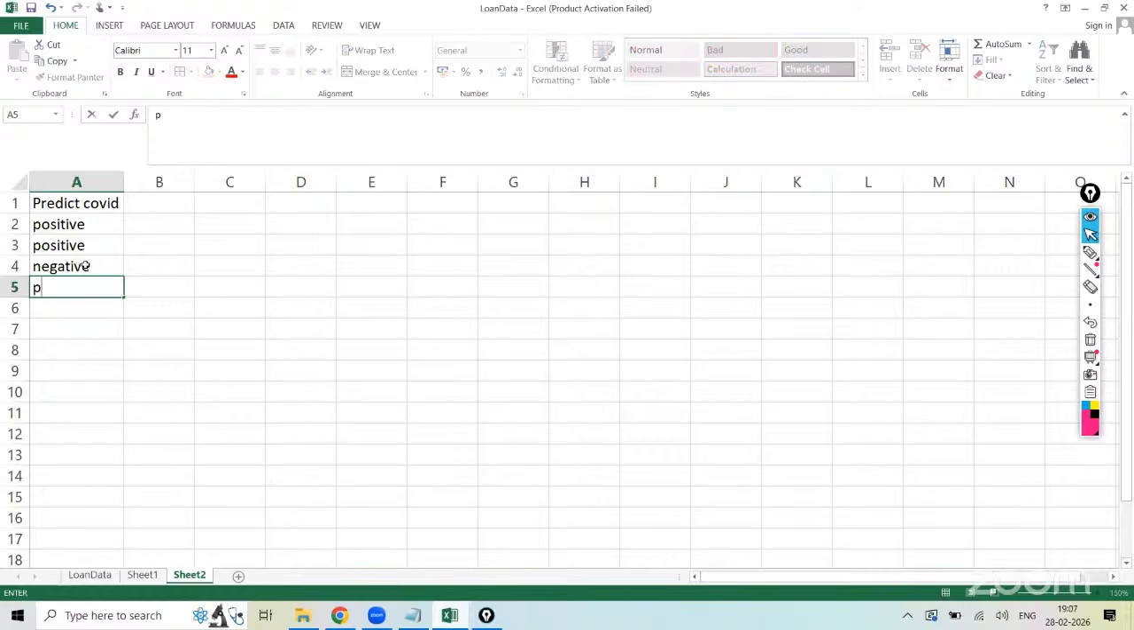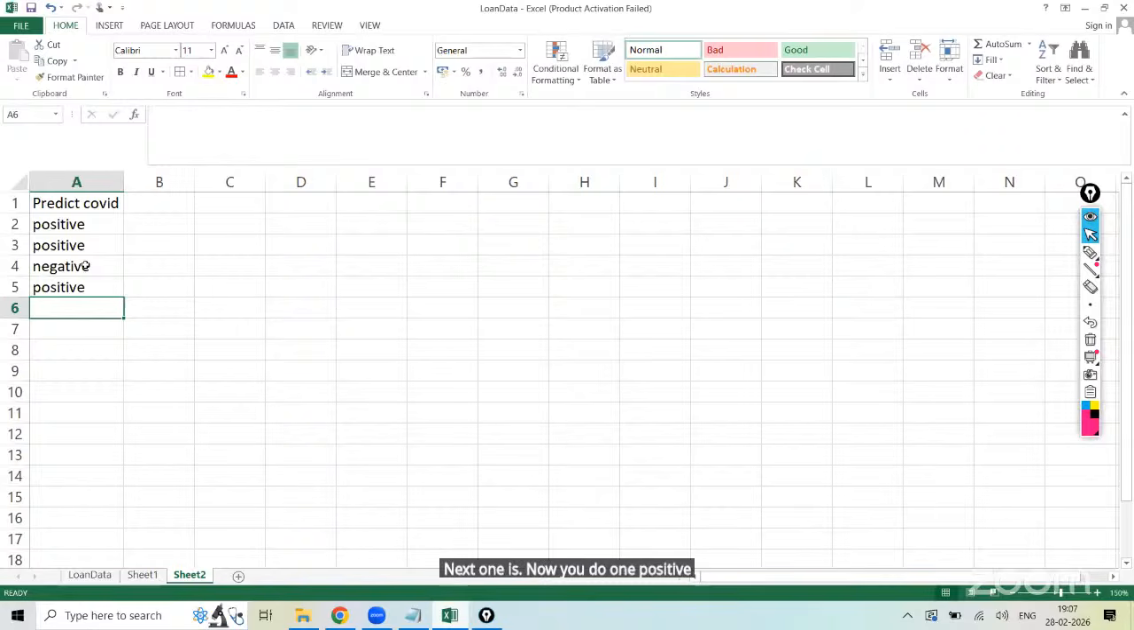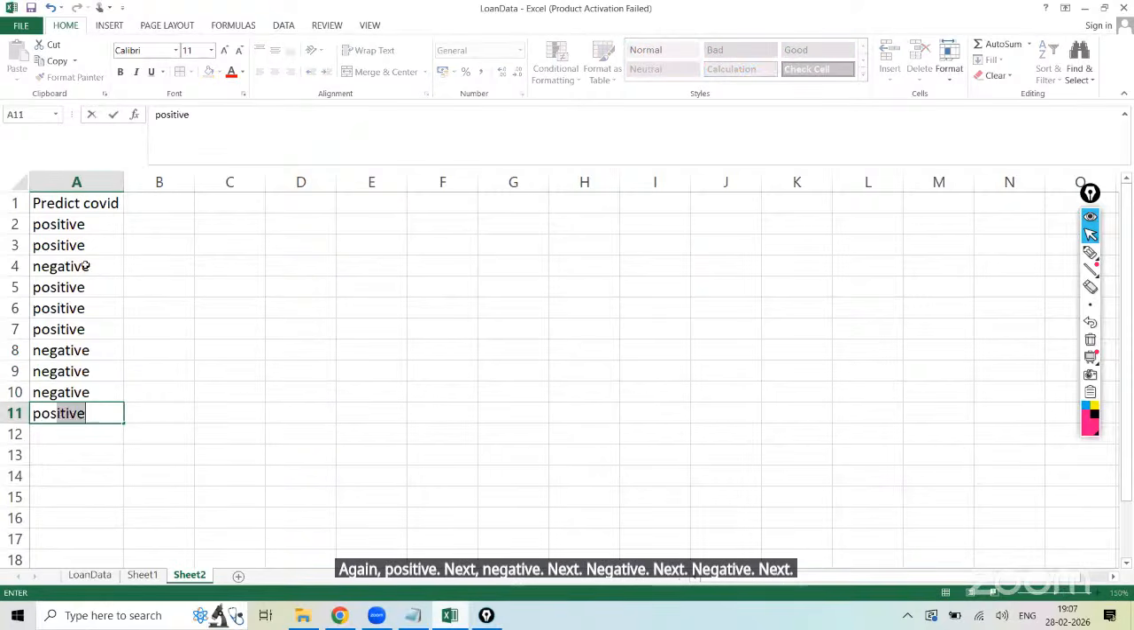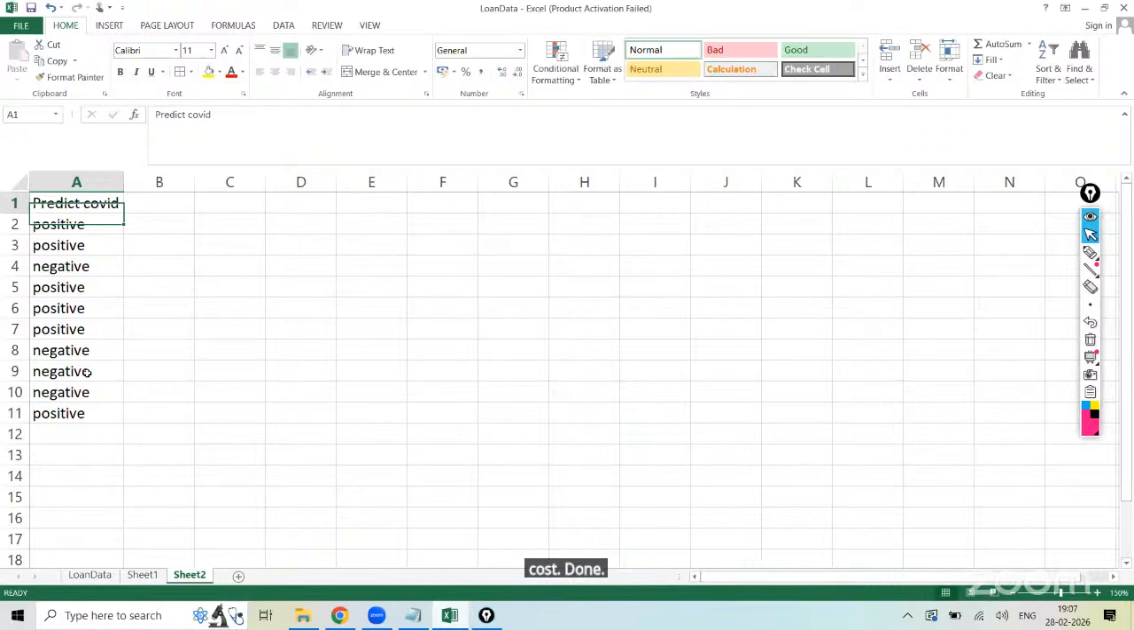Next one is negative. Positive. Could you be a bit loud? Okay. Again positive. Next, negative. Next, negative. Next, negative. Next, positive. Done. Okay. Now, one of the students has given these.